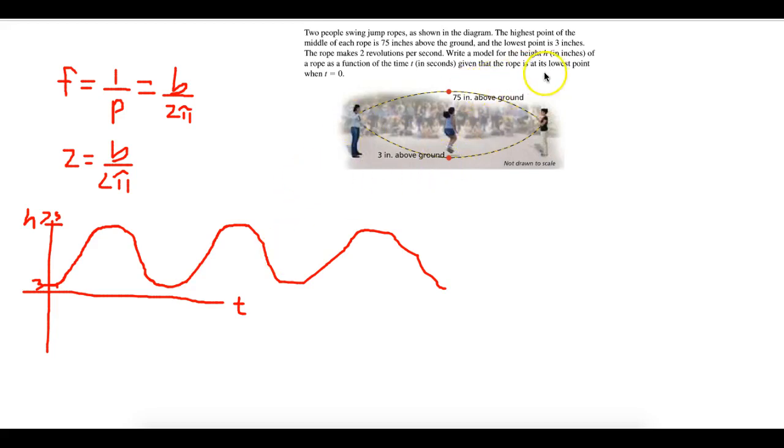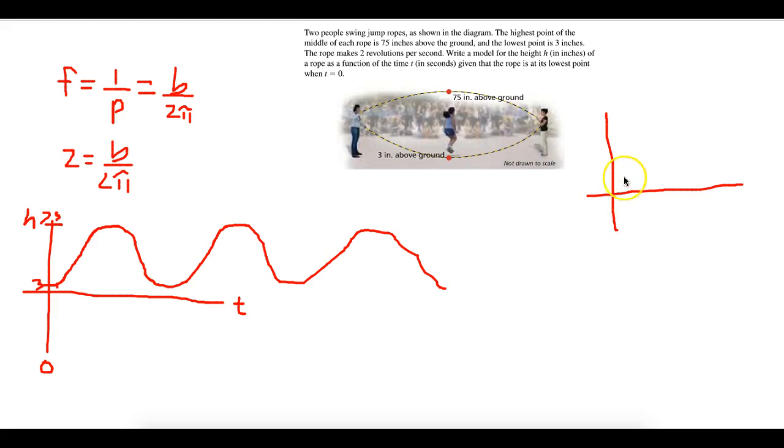So we know that the rope is at its lowest point when time equals 0. What that means is here at our y-axis, when time equals 0, the rope is going to be at its minimum, at 3. So we need to figure out if we're going to use a sine or cosine to measure this. Now, I'm just going to draw our diagrams of a sine and cosine.